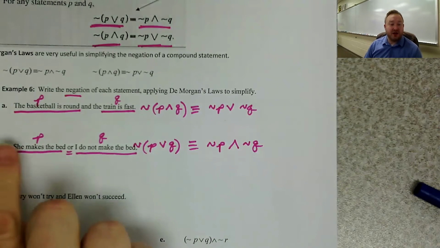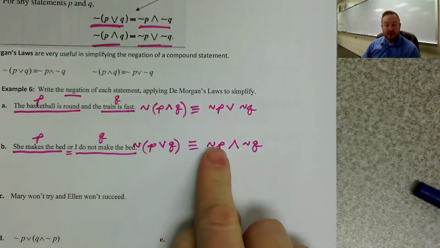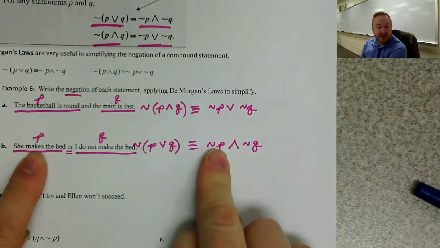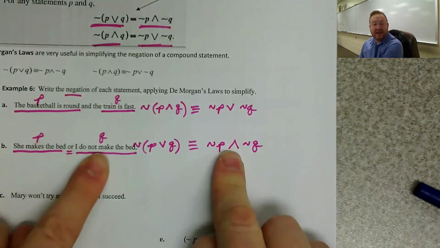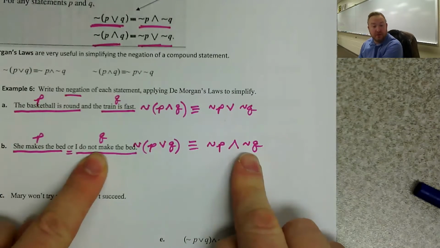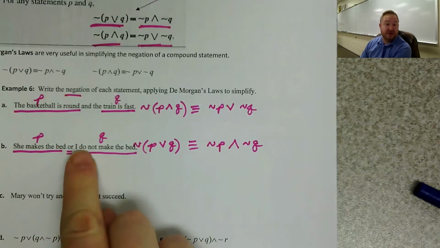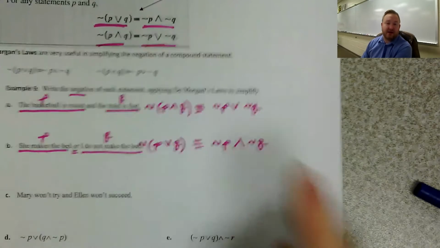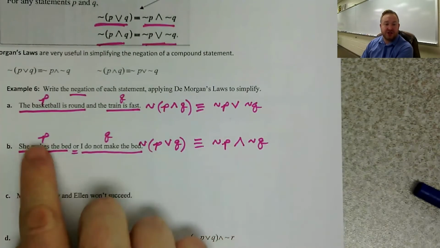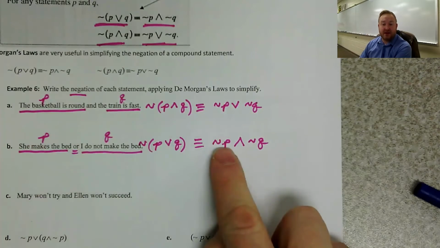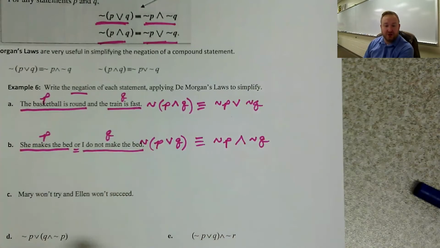So the negation of this statement would be, she does not make the bed, and I do make the bed, right? Originally, Q said I do not make the bed. So if I negate that, it'll be I do make the bed. So she does not make the bed, and I do make the bed.